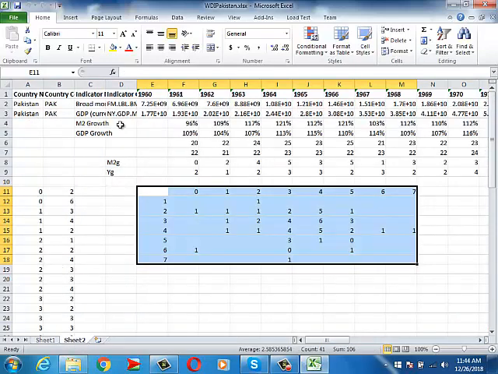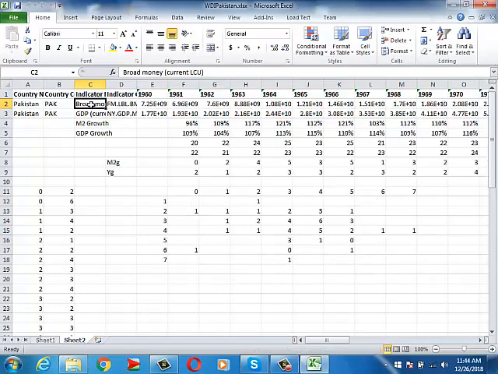And so here is one series. This series is called Broad Money in Current LCU. LCU is local currency units, which means Pak rupee in this particular case. And then there is GDP in current LCU.